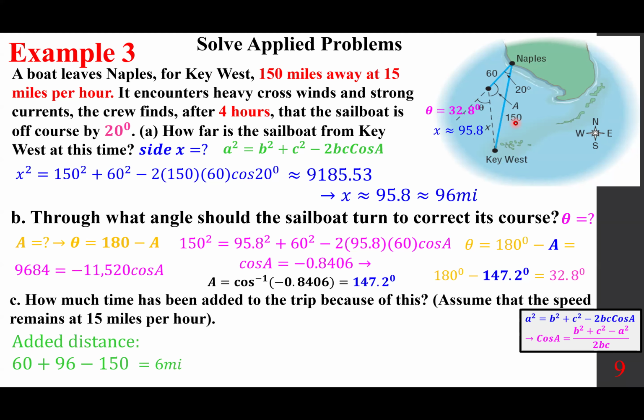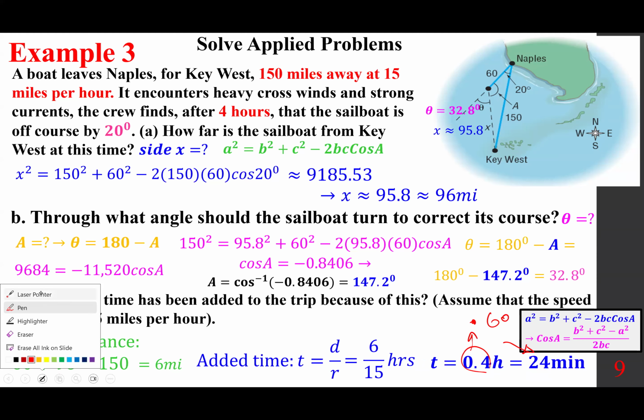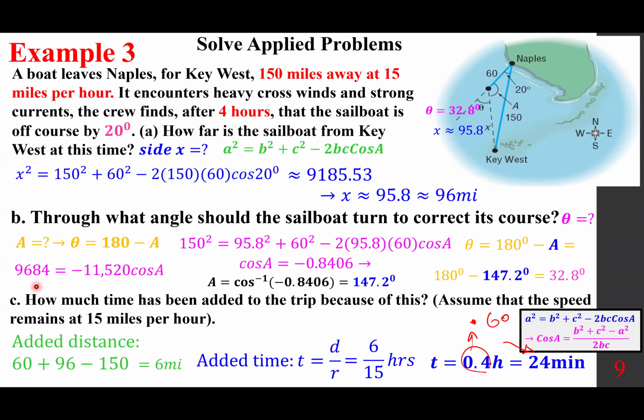So divided by the rate. So T is D over R, 6 over 15. That means 0.4 hours. You can multiply this by 60, you get 24 minutes. So 0.4, you multiply it by 60 to get 24, right? Because 1 hour is 60 minutes.